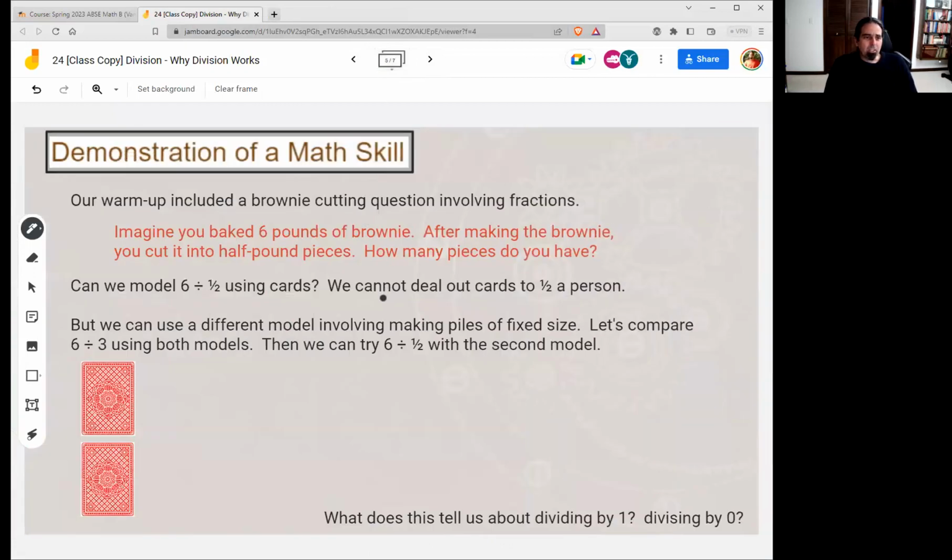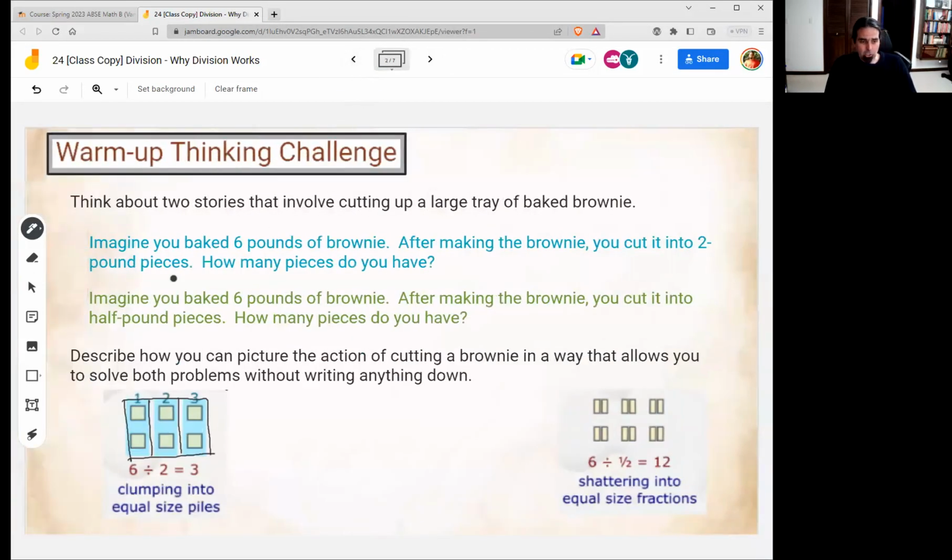Now the warm-up we just did had a fraction. Imagine I baked 6 pounds of brownie, and after I made it, I cut it into half-pound pieces. How many pieces do I have? The picture was this one. I have 6 pounds of brownie. Imagine, if you want, that I cut them up into 1 pound pieces. 1, 2, 3, 4, 5, 6. But that's too big a serving. If you ate a pound of brownie at a time, you would feel very bad. So we'll make it only half-pound pieces because we're pretending that that's a better serving.